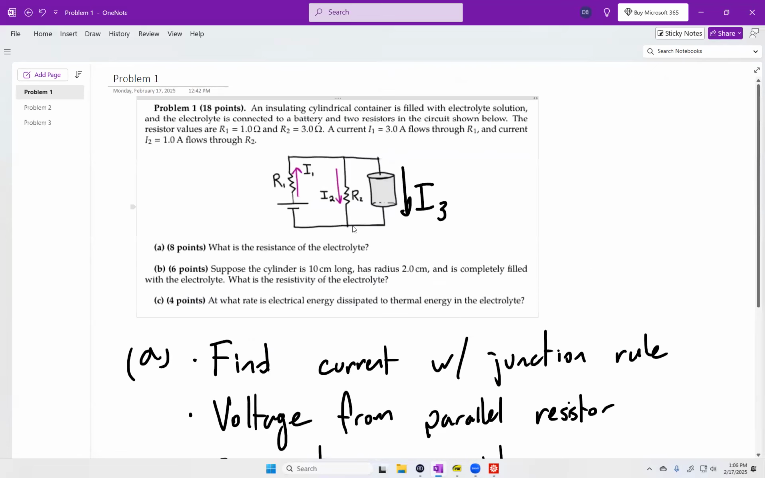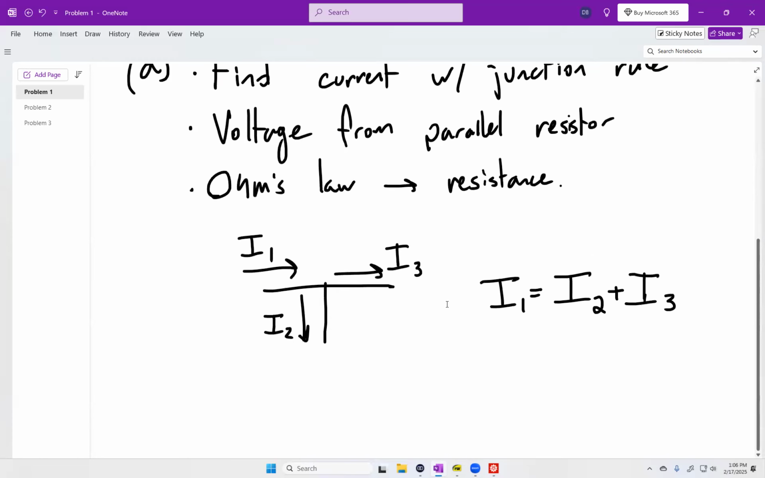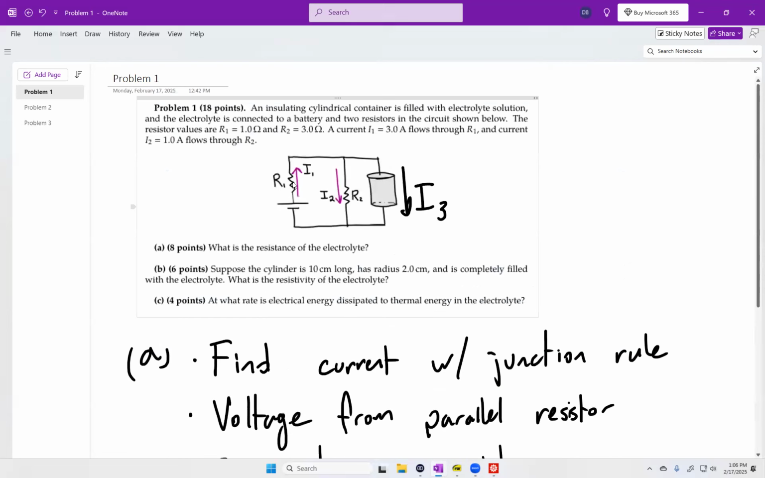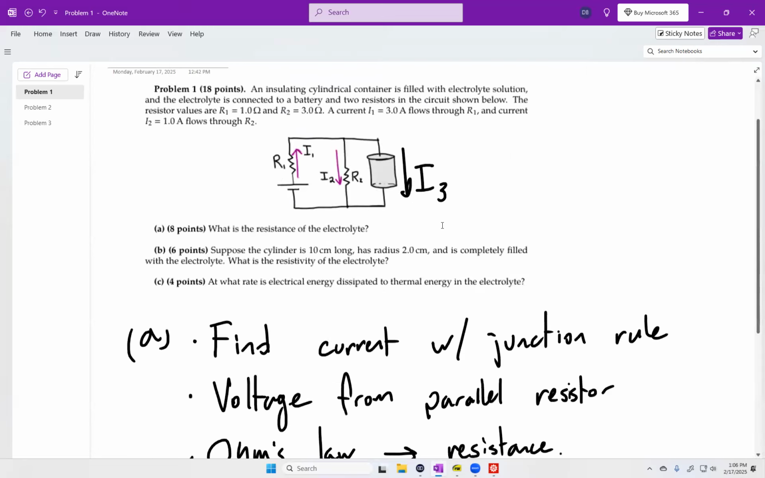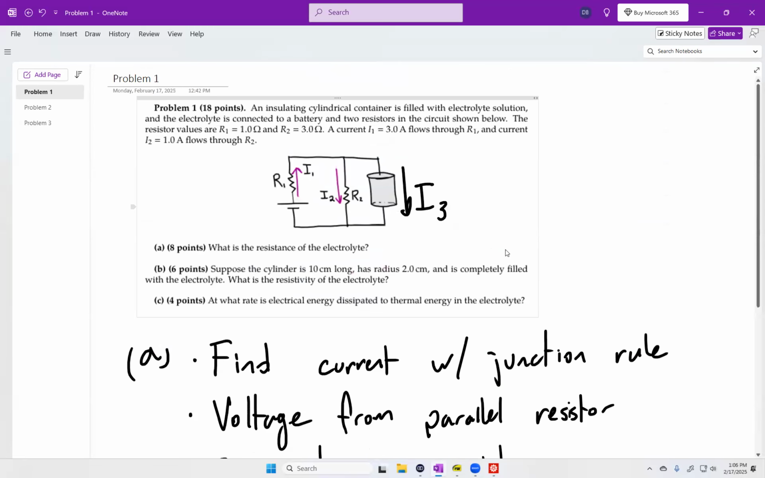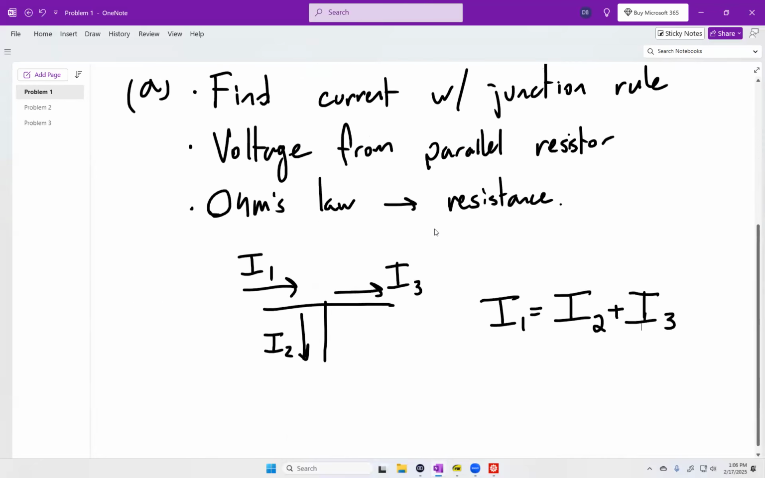Okay, now we have two junctions in the circuit. We could have used either junction and we would get the same junction equation because this current from the battery I1 is entering this junction here. It's branching off into I2 and I3, and then those are joining back up at this junction at the bottom. So either junction would work. We get this equation. And we can go ahead and calculate what I3 is now.